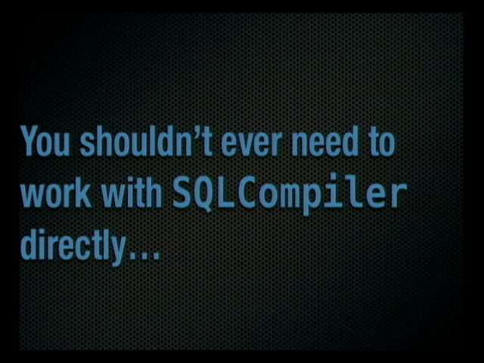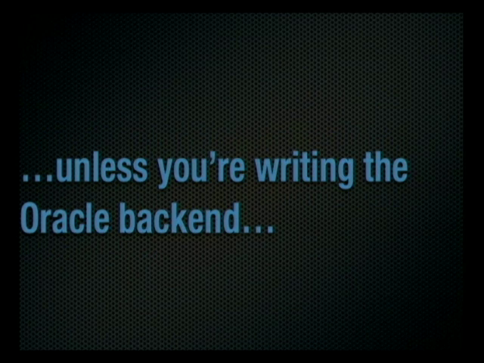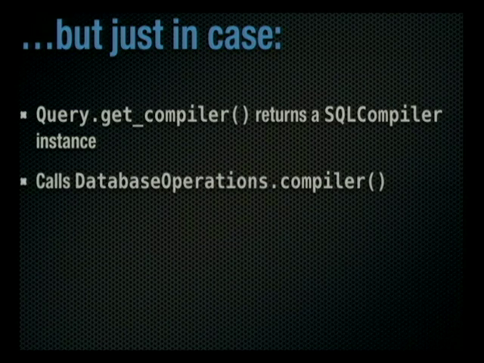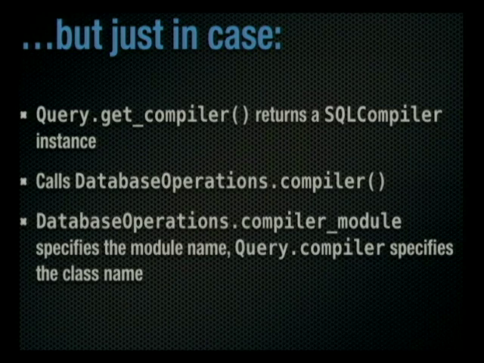You should not ever need to actually work with or write your own SQL compiler unless you are the Oracle team. They have to do this all the time. Hopefully none of you ever do. Just in case you do, the main thing you care about on a query instance is a method called getCompiler. This is going to return the SQL compiler that query will use. What this actually ends up doing is calling the compiler method of the database operations class of the database backend, which returns the, not quite the full path. Compiler module is the attribute that specifies the module name. Then query.compiler is going to have the class name. So between those two, you put together the compiler module that you get out of the database operations class and the module name that you get out of the query class. That gives you a full path to a SQL compiler, and getCompiler will actually return you an instance of it.